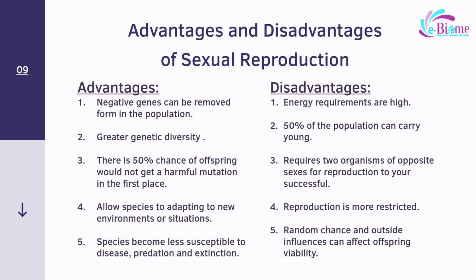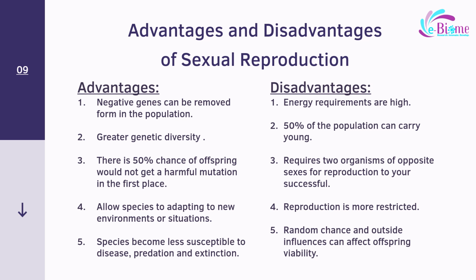Disadvantages of sexual reproduction include that it has a high energy requirement, because it requires a lot of energy to court partners, to find them, or to produce fruits and flowers that are required for sexual reproduction. Another disadvantage is that only 50% of any given population will be able to produce children at any given time, because only one gender, females, is capable of carrying offspring.